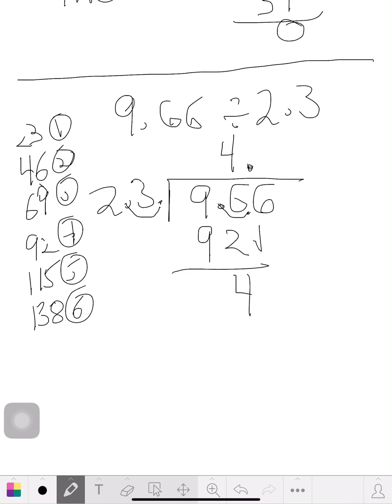Bring the 6 down. 23 goes into 46 twice. Carry that down, 46. The remainder 0. So our answer is 4.2. And that's it, okay? So you see how making that little chart on the side makes it easy? And you treat this the same way you did the long division before, okay?